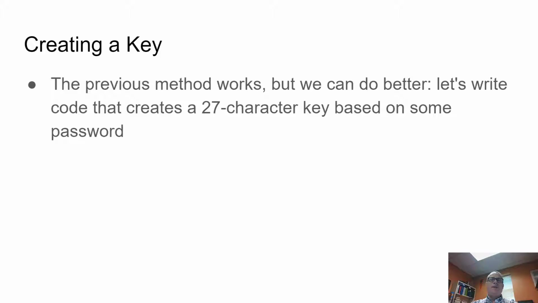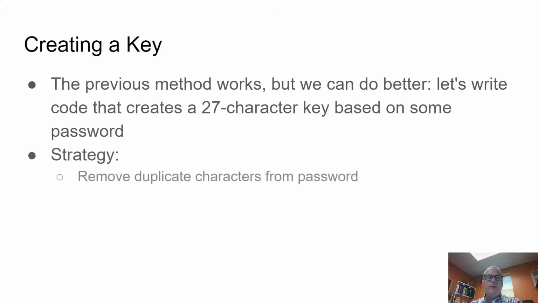We can write a function that creates the 27-character key based on some password that we provide. So we'll use a password, which should be easier to remember than the entire scrambled version of the key, to produce a key that could be used in the substitution cipher. So here's our strategy. First of all, we'll take a look at our password and remove any duplicate characters from it.